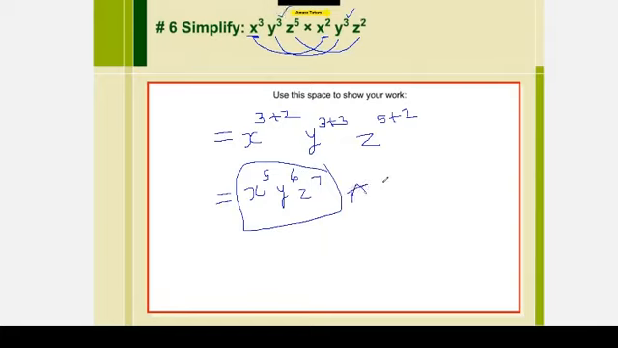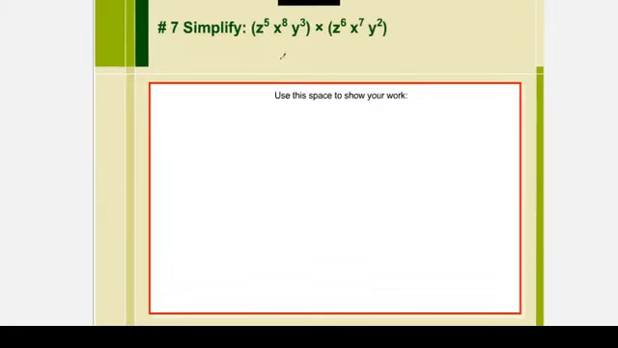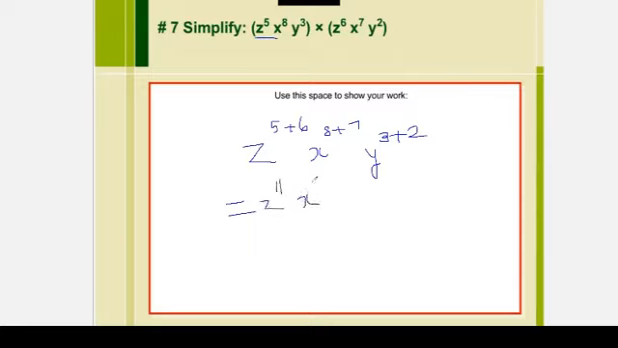This is how you will be doing such questions. I hope you are following, children. Okay. One more. Z to the 5 plus 6, x to the 8 plus 7, y to the 3 plus 2. Now add the exponents. 5 plus 6, 11. 8 plus 7, 15. 3 plus 2, 5.